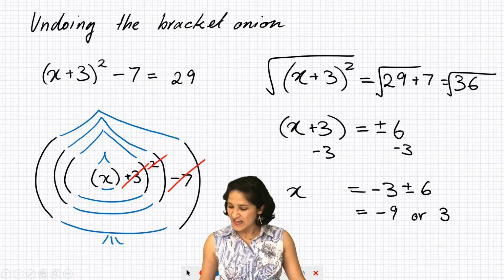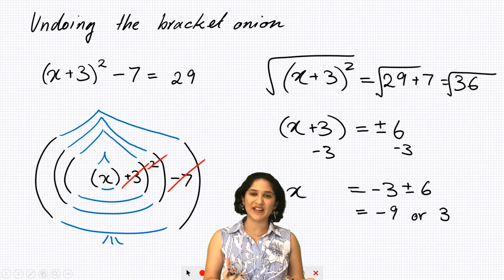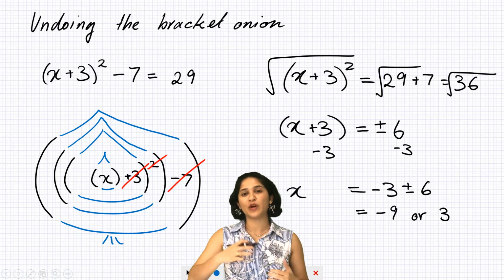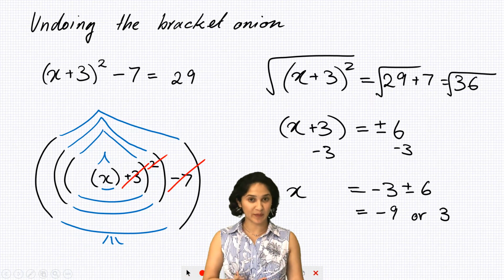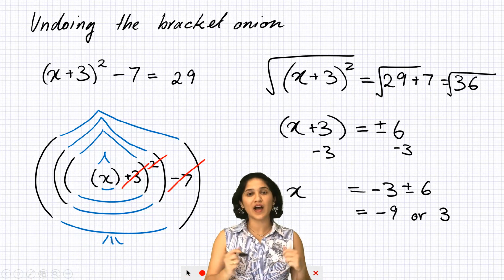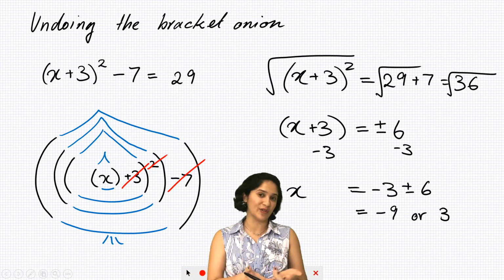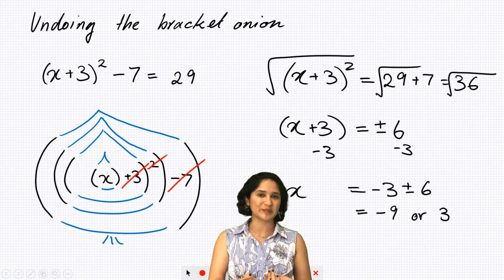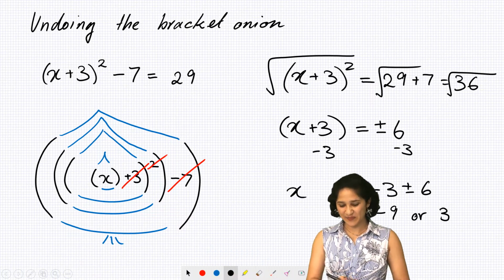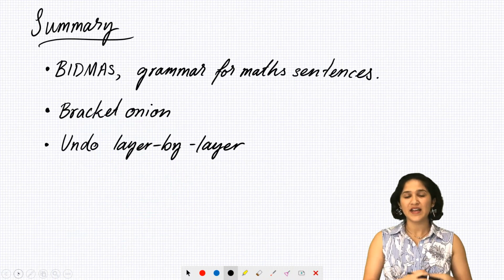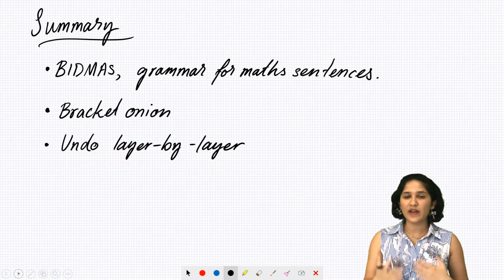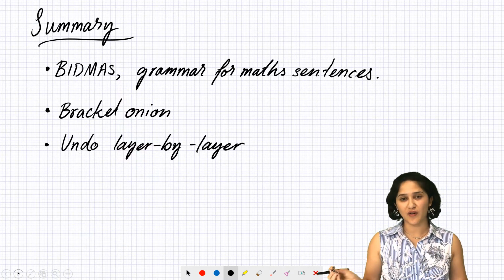All right, so hopefully that makes it clear why when we're solving an equation, we go in the reverse order to BIDMAS. It's because you want to undo the layers from the outside in to the thing that you're trying to solve for. Alrighty, so to summarize, BIDMAS is just a way of remembering the order of operations.